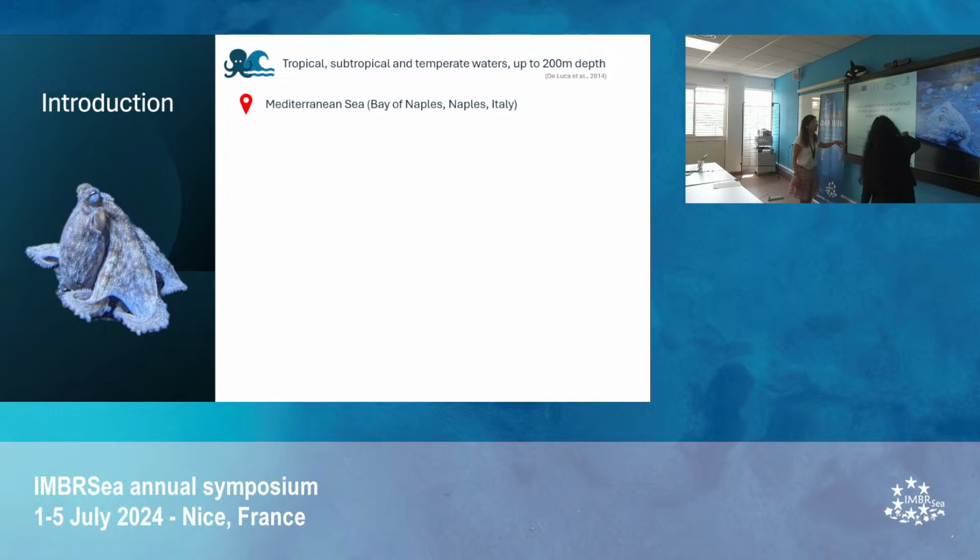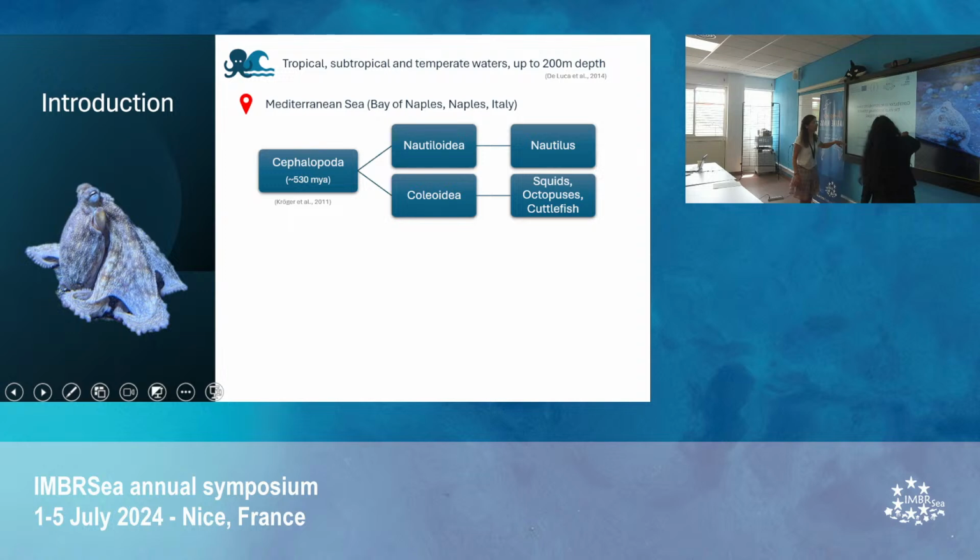Octopus vulgaris, as we know, are found in the coastal waters and they are benthic species. They are abundantly found in the Mediterranean Sea, and we focused on the Bay of Naples, Italy. Octopuses, along with squids, cuttlefish, and nautilus, form the class of highly intelligent marine invertebrates called the cephalopods, and they are also highly studied species among the group.